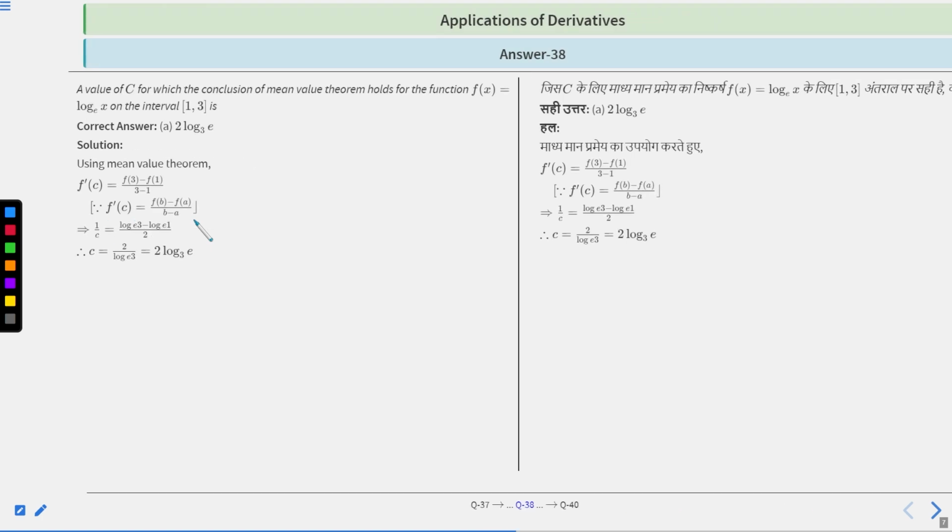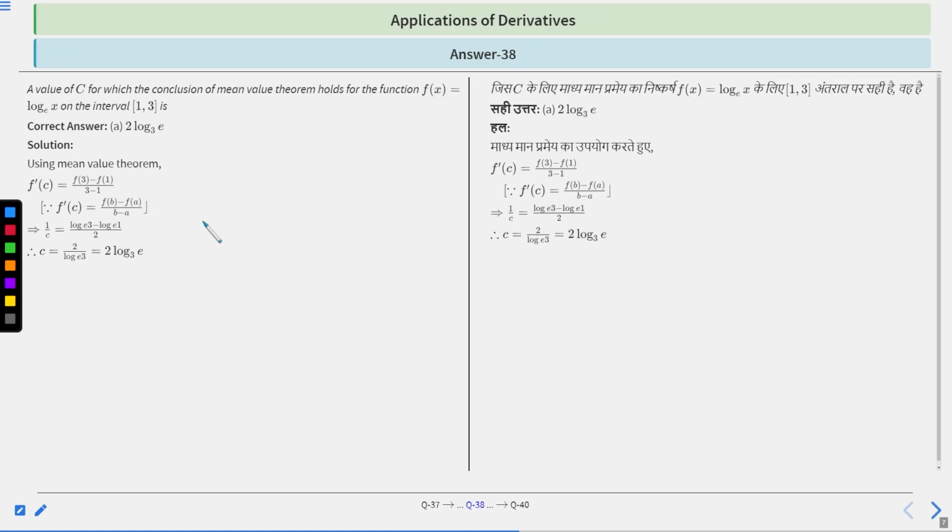Okay, let's move to the solution part. As we know, using the mean value theorem, f'(c) is equal to (f(3) minus f(1)) upon (3 minus 1), right? Because there exists at least one c such that f'(c) is equal to (f(b) minus f(a)) upon (b minus a). Clear? Now see, f(x) is basically log_e x. So f(c) is log_e c. Therefore, f'(c) is basically 1 by c.